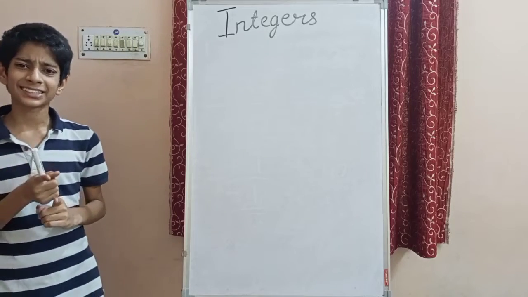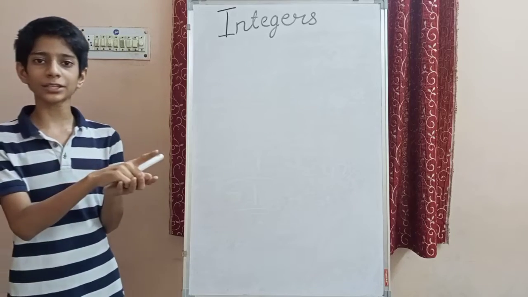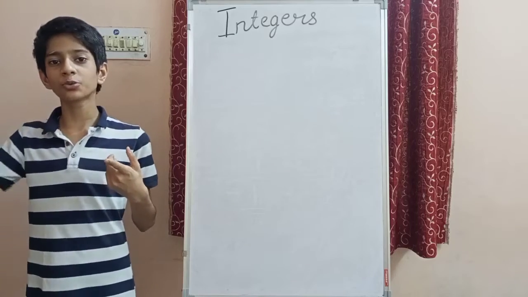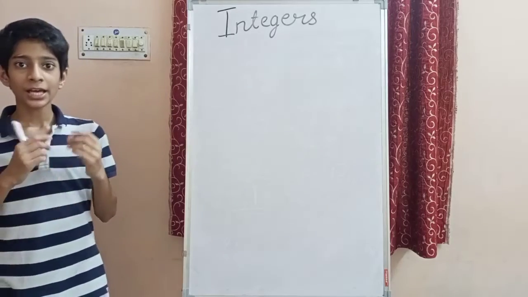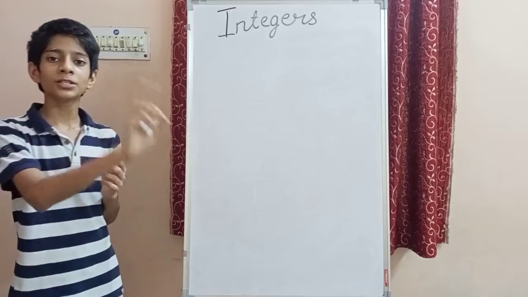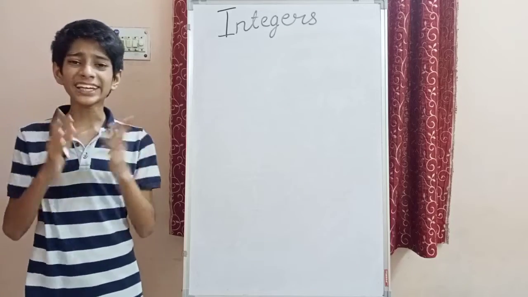Now till class 6 we have studied natural numbers and whole numbers. What were the natural numbers? Natural numbers were the numbers that start from 1, 2, 3, 4, 5 and so on. What were the whole numbers? Whole numbers were the numbers that start from 0, 1, 2, 3 and so on. Now we study about integers.